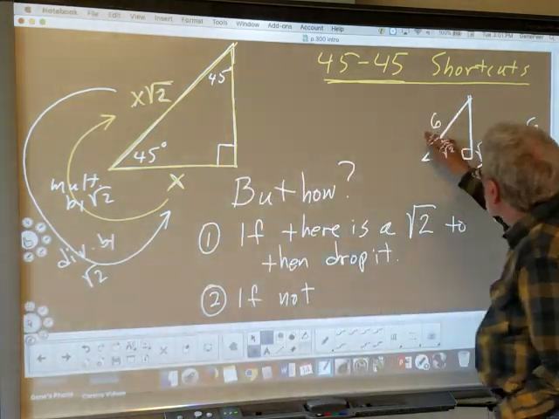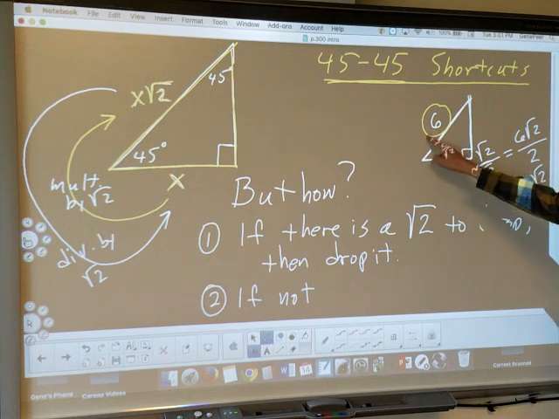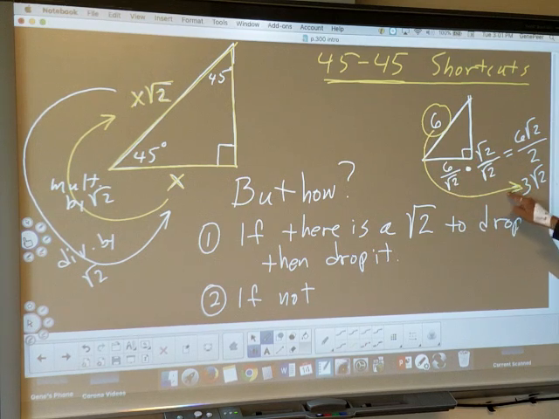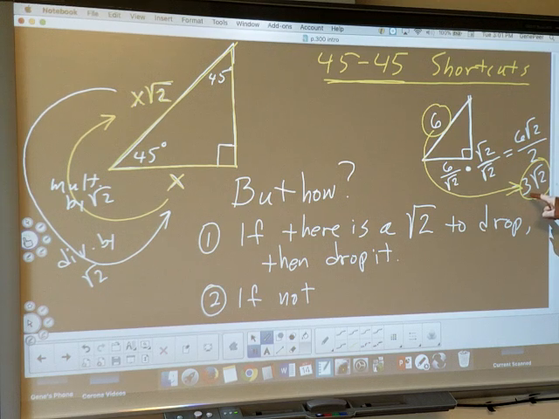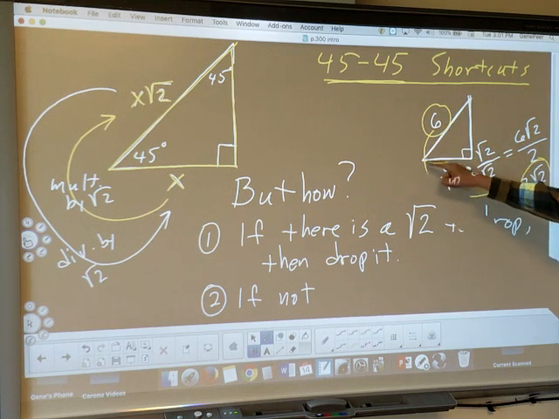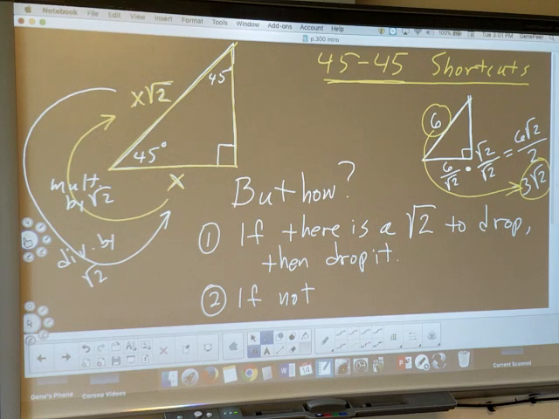Now, starting with this, do you see a clever shortcut to get to this? How about if we just take half of this, take half and stick a square root of 2 next to it? Yes, just take half of this and stick a square root of 2 next to it. It works every time.